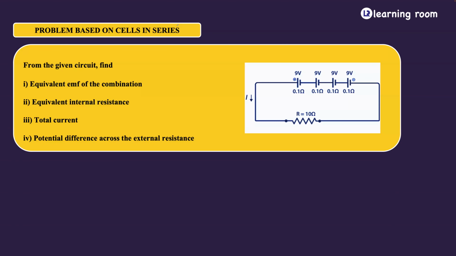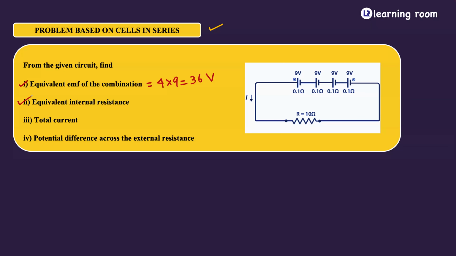So listen. So let us do a problem that is based on cells in series. Okay. So from the given circuit, find the equivalent EMF of the combination. So it's very simple. See, there are 4 9-volt batteries which are connected across each other in such a way that the unlike poles are connected. Whenever the unlike poles are connected, they always get added up. So here, how much will be the answer? It will be 4 into 9, which is going to be 36 volt.